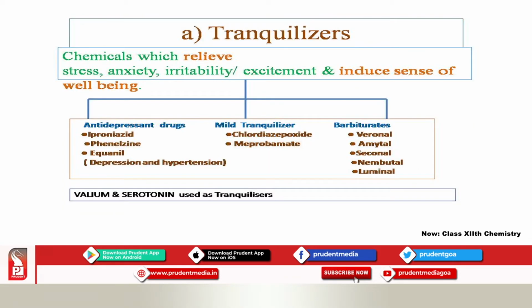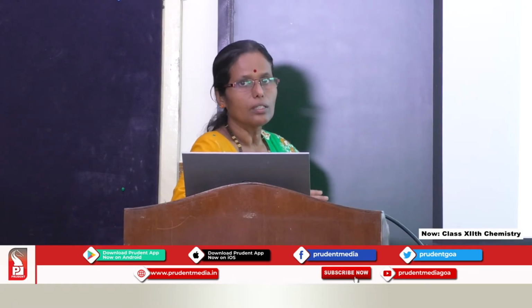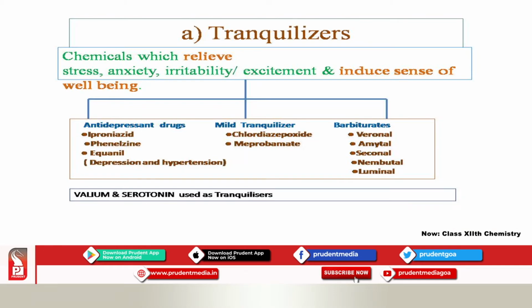Now, tranquilizers in detail: chemicals which relieve stress, anxiety, irritability, excitement and induce a sense of well-being. A person who is very nervous, undergoing depression, will find relief from stress, anxiety, irritability and excitement, and will feel sleepy. After getting up from sleep, the person feels very normal. Tranquilizers are further divided into 3 types: antidepressant drugs, mild tranquilizers and barbiturates.